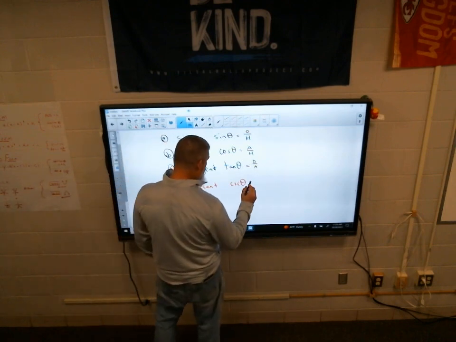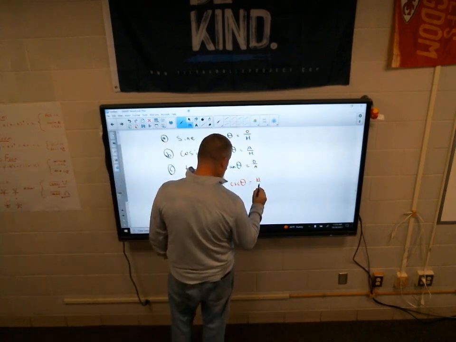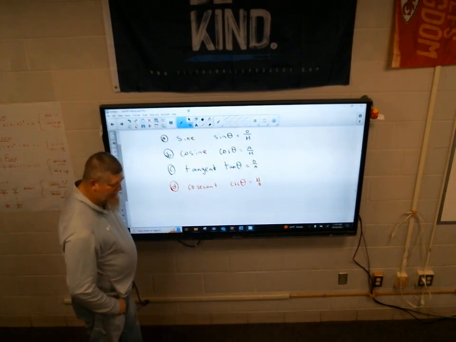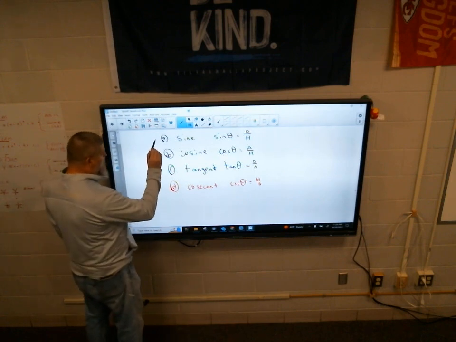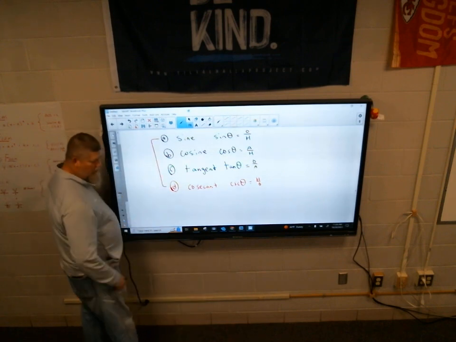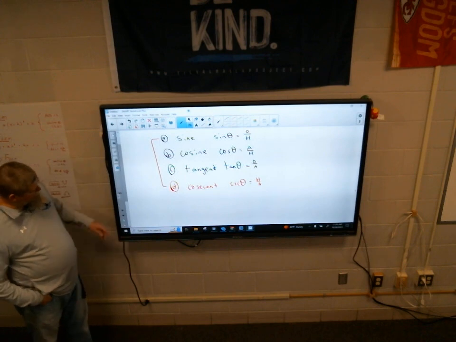Hypotenuse over opposite because why? Because it's the reciprocal of sine. Very good.